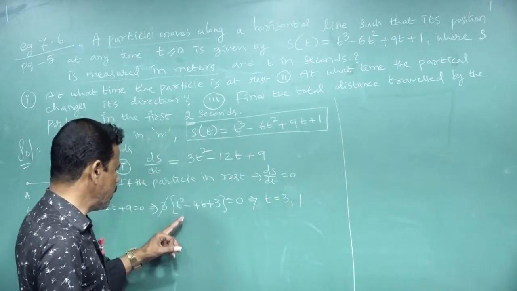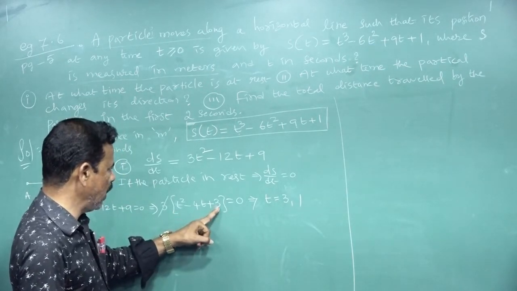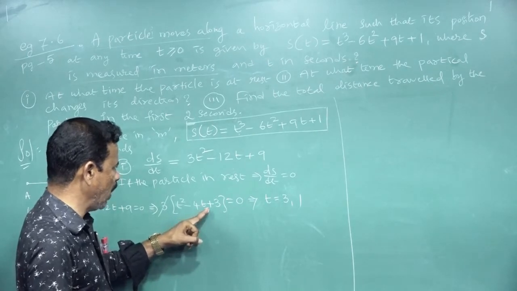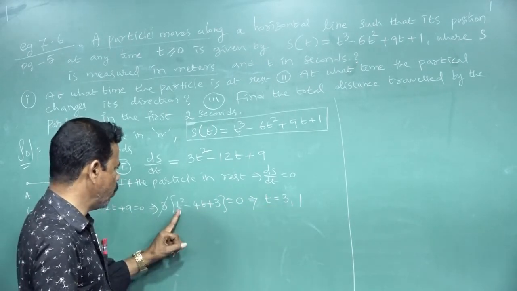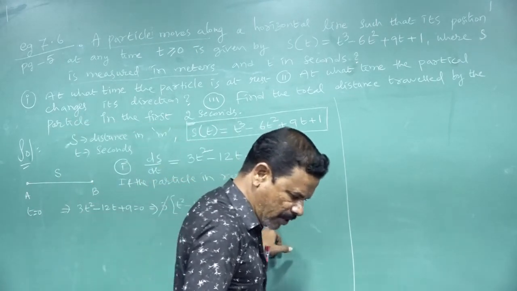You check this: 9 plus 3, 12, minus 4 into 3, 12. T is equal to 3. Substitute 1: 1 plus 3, 4, minus 4, 0. T is equal to 3 and 1.